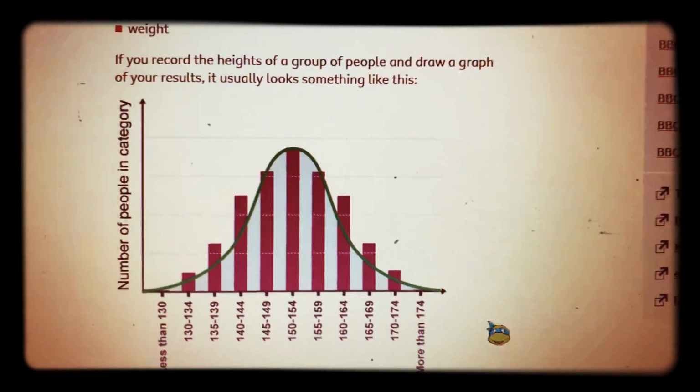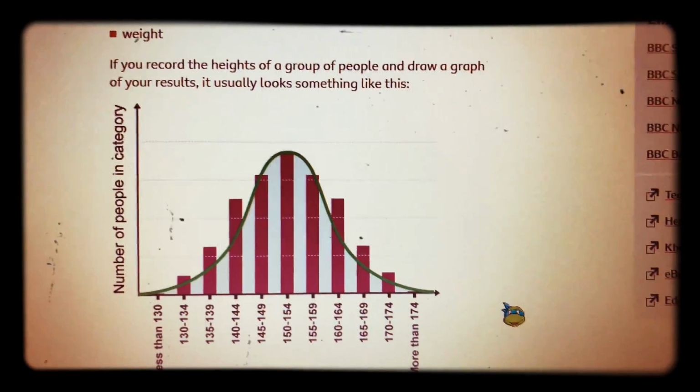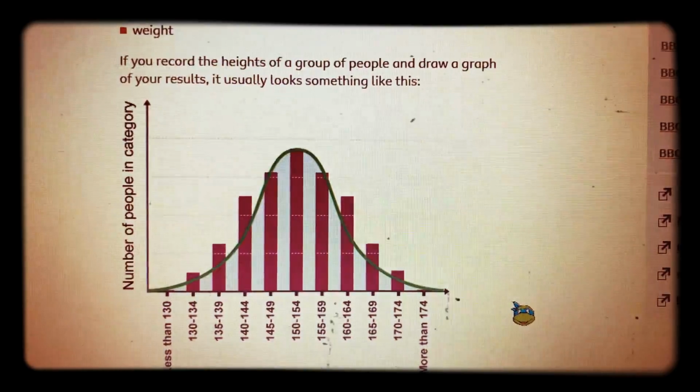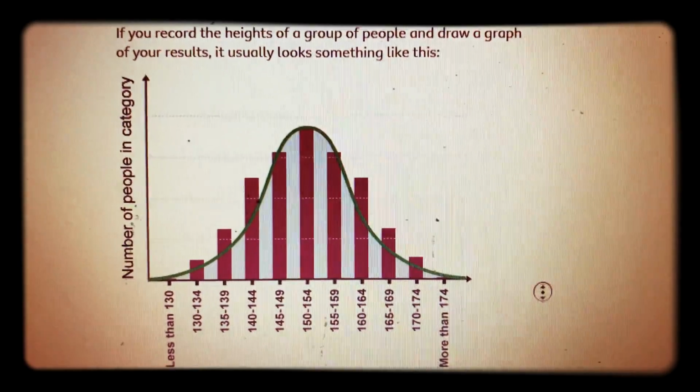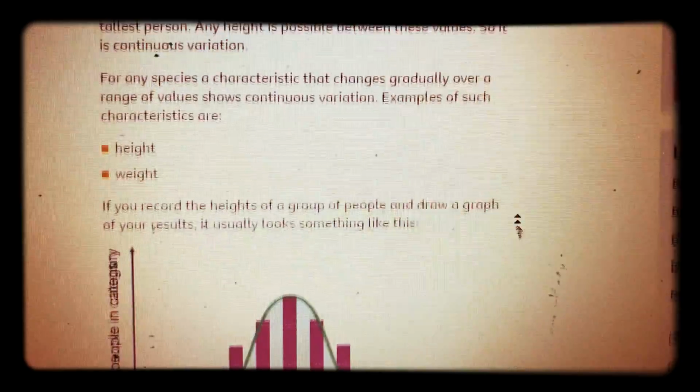Weight is also an example of continuous variation. So continuous means that you can actually have a whole range.